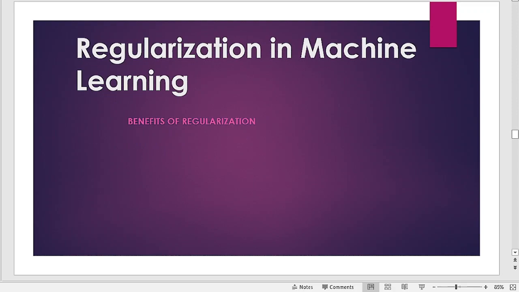Regularization in machine learning. Regularization is a technique used to reduce errors by fitting the functions appropriately on the given training set and avoiding overfitting. The commonly used regularization techniques are lasso regularization, that is L1 regularization.